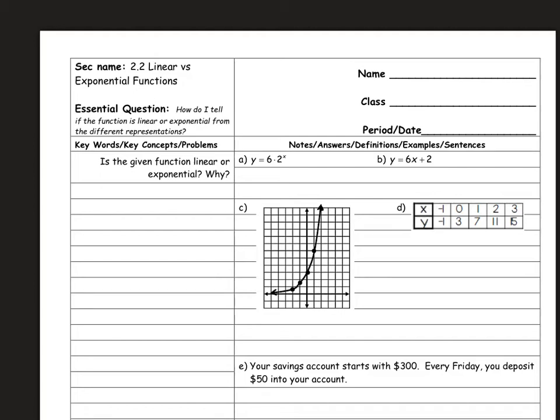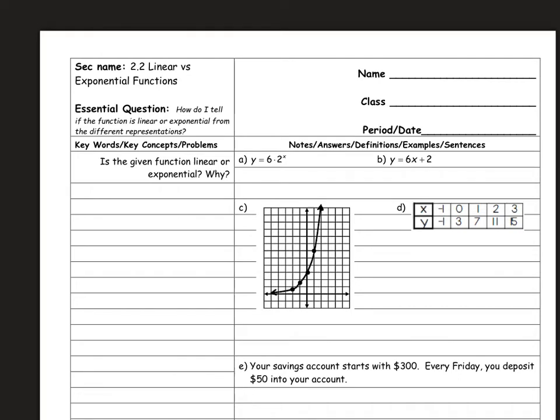Hi guys, we're starting the second lesson of the second unit, which is linear versus exponential functions. Our essential question for today is, how do I tell if the function is linear or exponential from the different representations? So what's happening today is similar to yesterday, only we're not describing the functions. We're just giving you a function and want you to tell us if it's linear or exponential and why it's linear or exponential. So on that point, we're going to talk about a few things that make it linear or exponential.